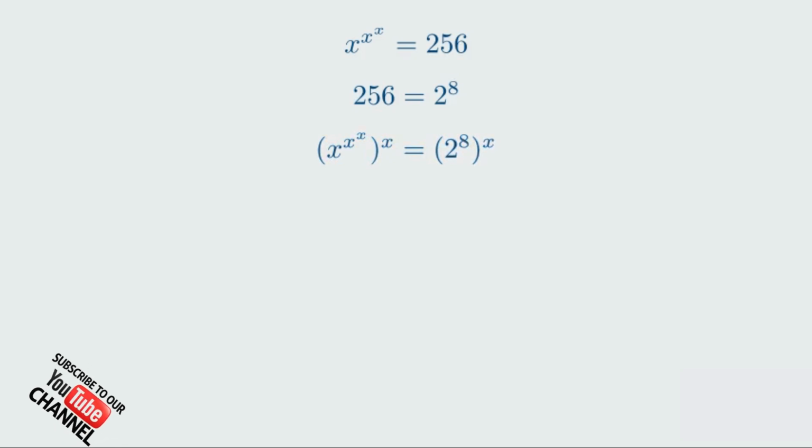On the left side, we use the exponent rule: a to the b, all to the c, equals a to the bc. So we multiply the exponents. This gives us x to the power of x times x to the power of x. This might not look simpler, but it's okay. On the right side, we also multiply the exponents to get 2 to the power of 8x.